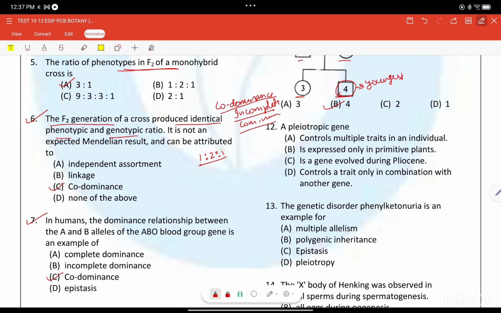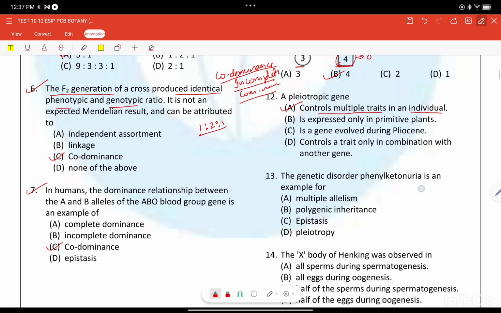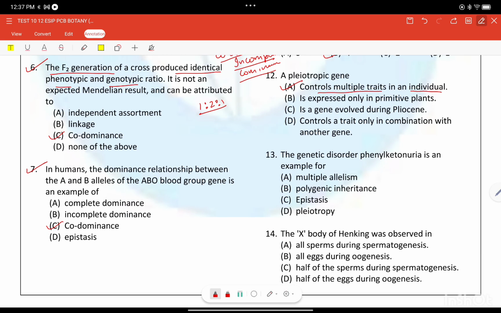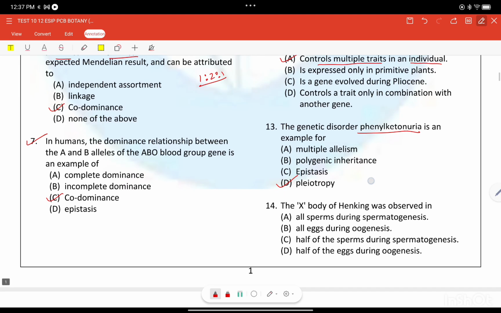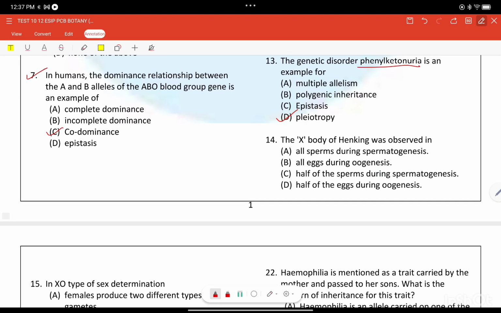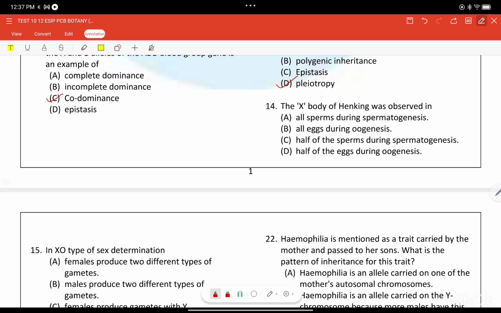A pleiotropic gene. Pleiotropy is a condition where one gene controls multiple characters. Right? Multiple traits or multiple characters are controlled by a single gene. That condition is pleiotropy. So a pleiotropic gene controls multiple traits in an individual is the answer. The genetic disorder phenylketonuria is an example of pleiotropy. So answer is D. Phenylketonuria is an example of pleiotropy.